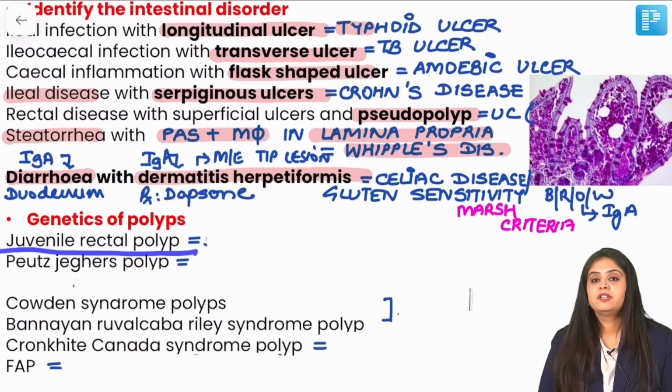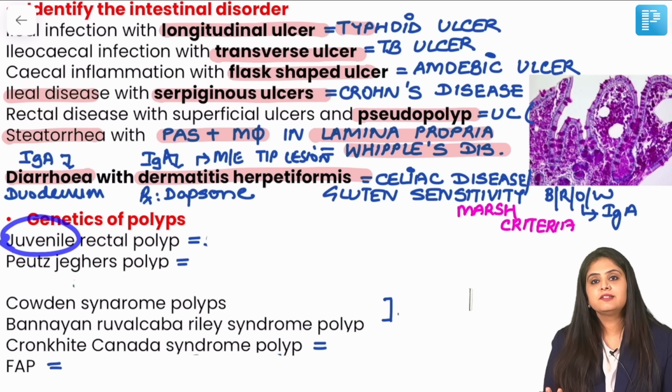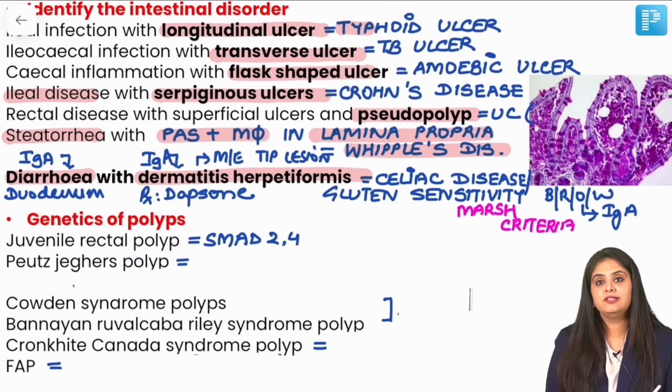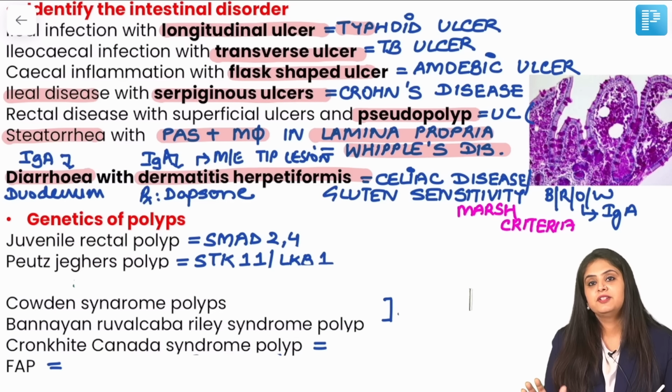The first one is juvenile rectal polyp, where the age of the patient is also going to be less than 5 years. Everything is less than 5. Age is less than 5. The genetic numbers are less than 5. So SMAD2 gene, SMAD4 gene. Coming to Peutz-Jeghers polyp, where everything is 11. The age of the patient is also above 11, and the gene is also STK11 or LKB1.